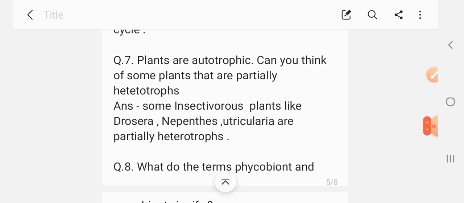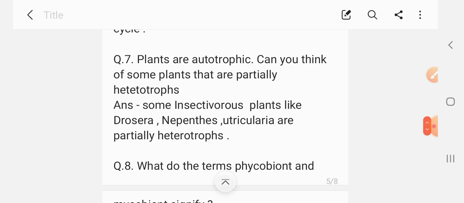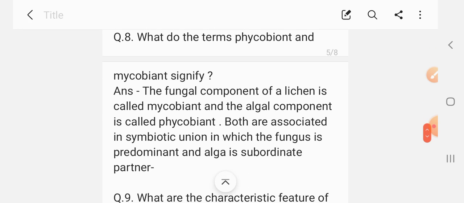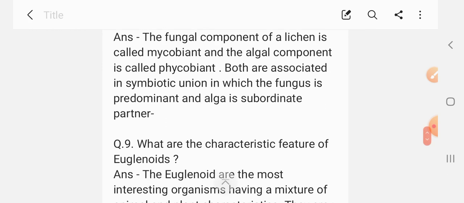Question number 7. Plants are autotrophic. Can you think of some plants that are partially heterotrophs? Answer: Some insectivorous plants like Drosera, Nepenthes, and Utricularia are partially heterotrophs. Question number 8. What do the terms phycobiont and mycobiont signify? Answer: The fungal component of a lichen is called mycobiont and the algal component is called phycobiont. Both are associated in a symbiotic union in which the fungus is predominant and the alga is the subordinate partner.